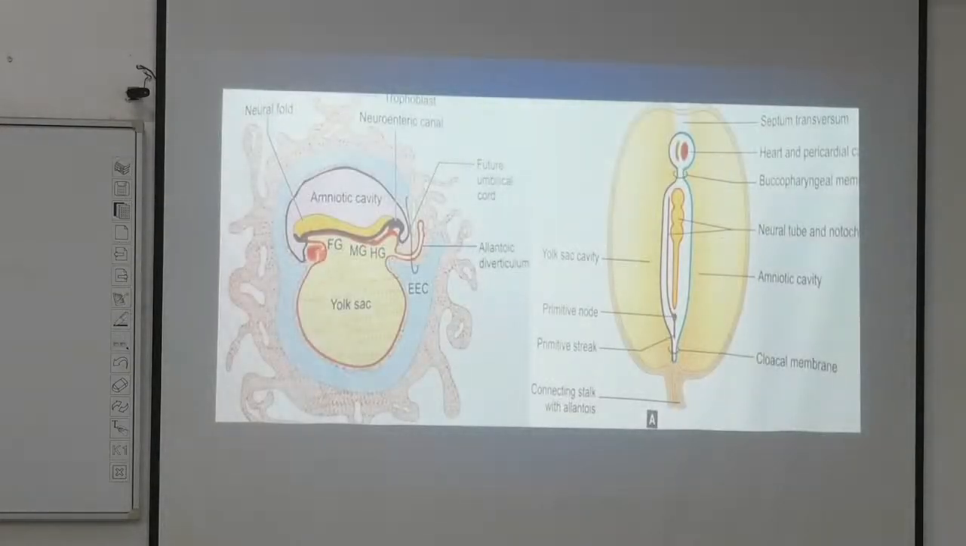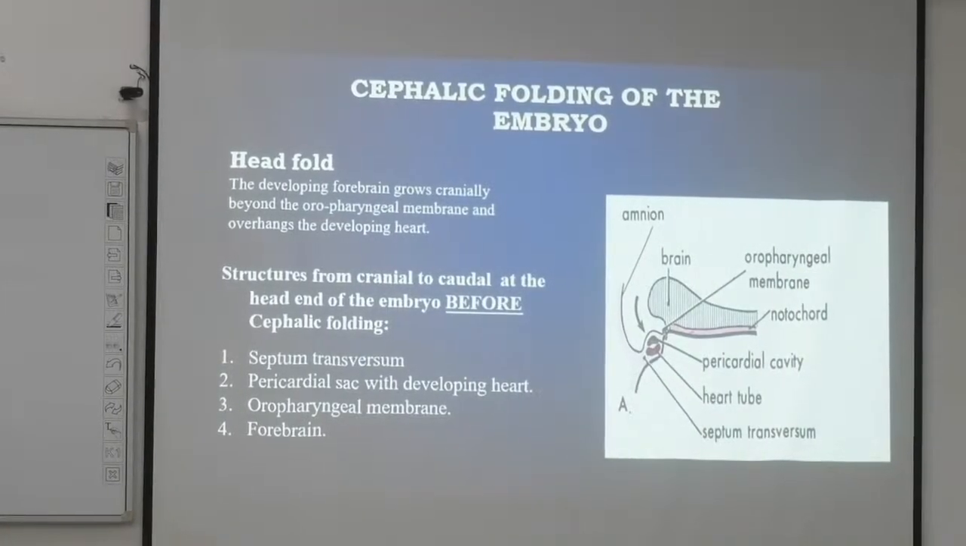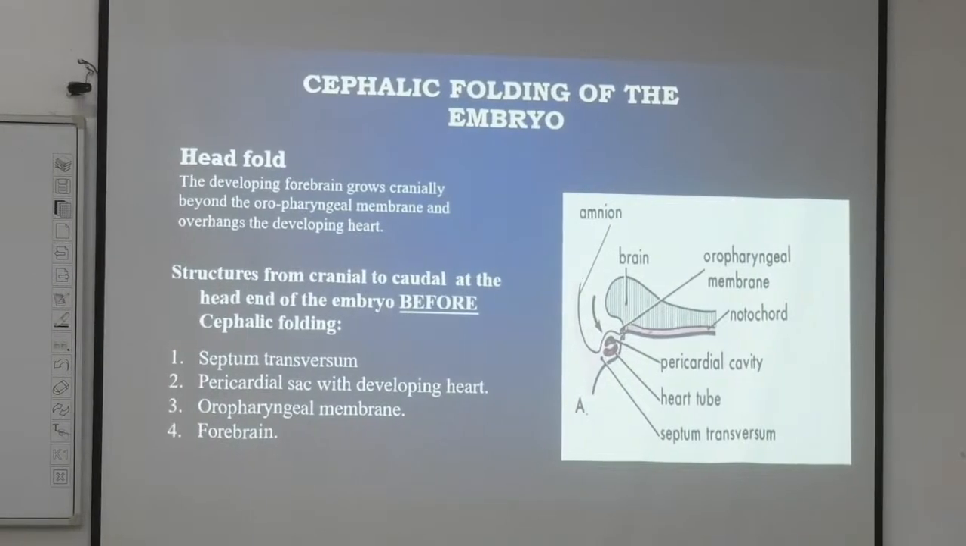Initially the orientation was like this, and then the overgrowing brain pushes these things down, and ventrally switches the septum transversum into a lower position, moving more ventrally. Then we have the cardiac tissue lying on top, then we have the oral cavity, and then we have the brain. So this is how this orientation switching happens. We call this bend the cephalic bend or head fold bend.